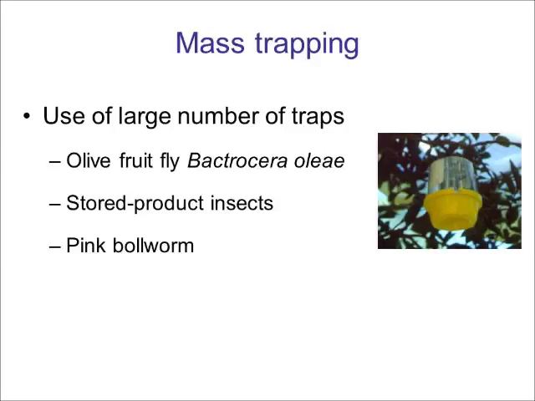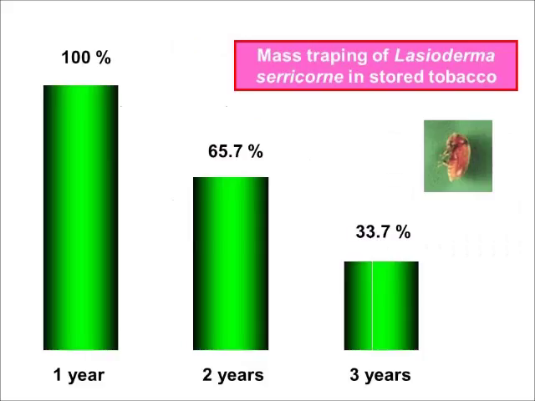Mass trapping has been successfully used against the olive fruit fly, Bactrocera oleae, against the pink bollworm, as well as against major stored product insects and many other species. This is one of the oldest examples of mass trapping for the control of the cigarette beetle, Lasioderma serricorne, in a storage facility. In this graph, we can see the reduction of the cigarette beetle population in stored tobacco over a 3-year period of continuous mass trapping. This means that continuous mass trapping will gradually eliminate the population.